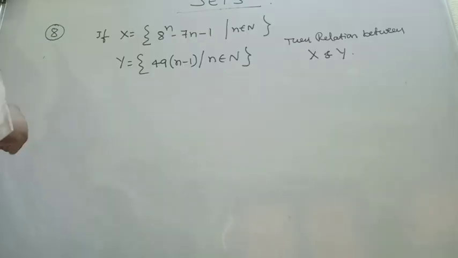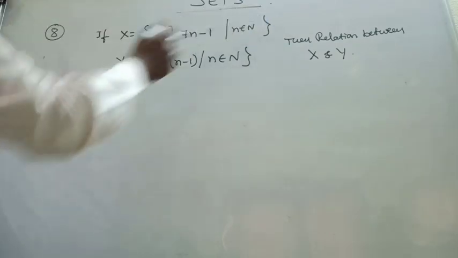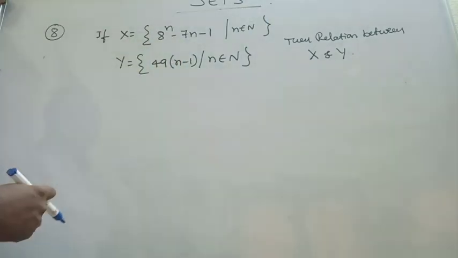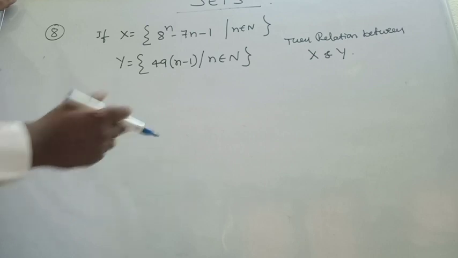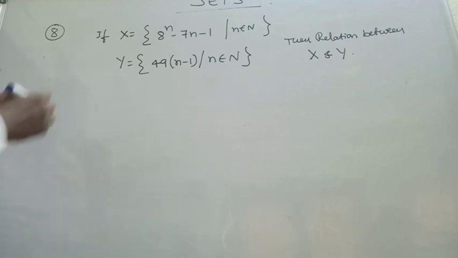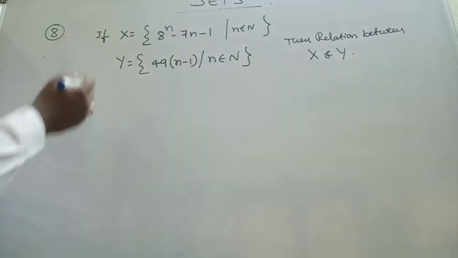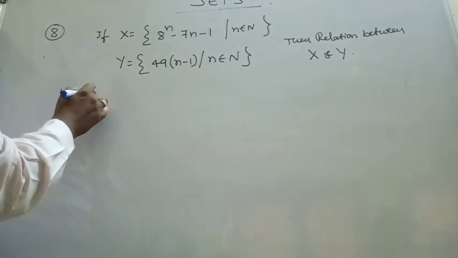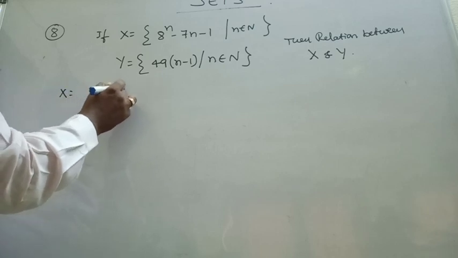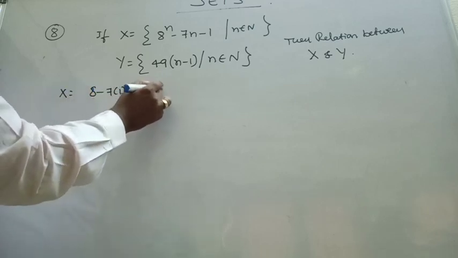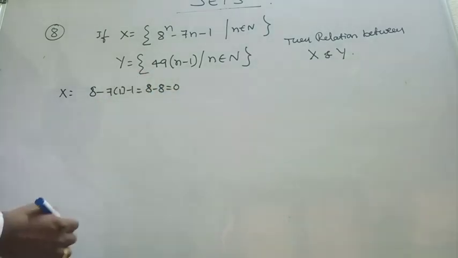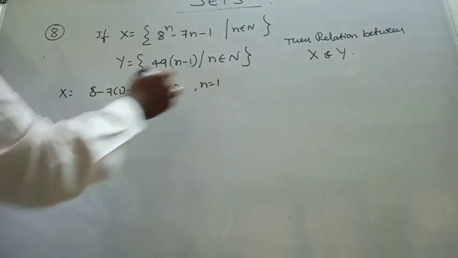Now see this particular problem. If x is equal to 8 power n minus 7n minus 1, where n belongs to natural numbers, and y is equal to 49 times (n minus 1), then find the relation between x and y. Let us take x. If I take n equal to 1, then it becomes 8 minus 7 into 1 minus 1, that is 8 minus 8, equal to 0. When n is 1, we have this element.